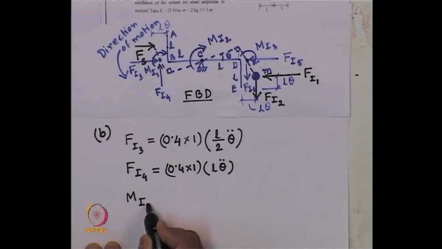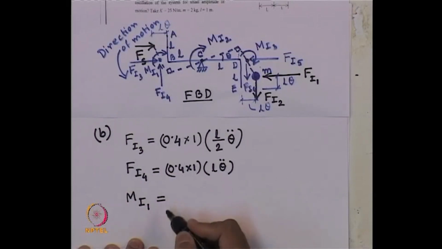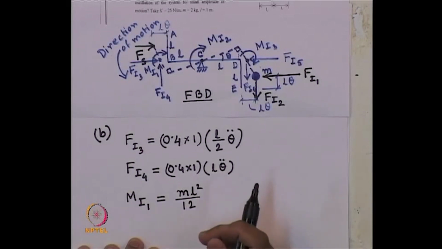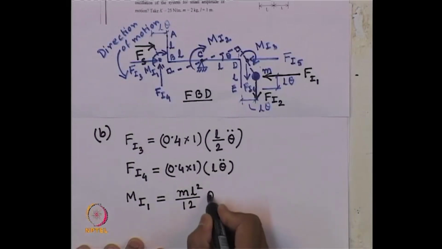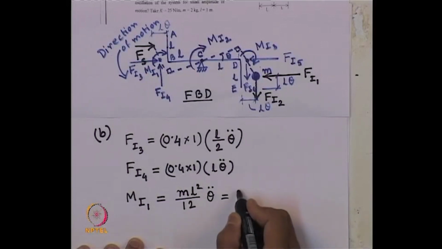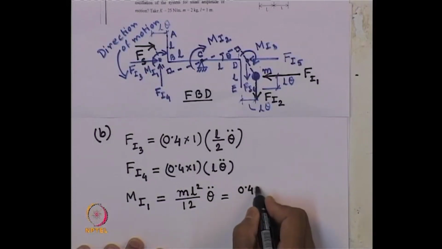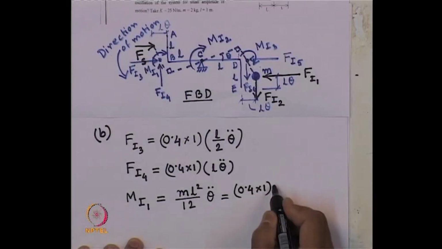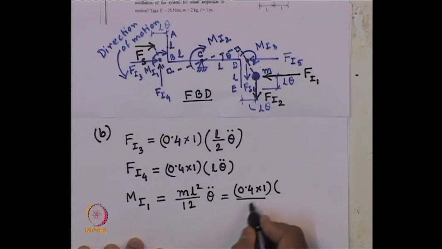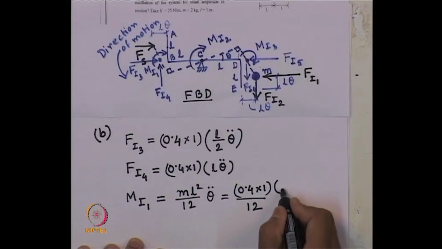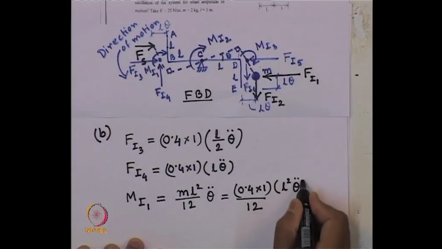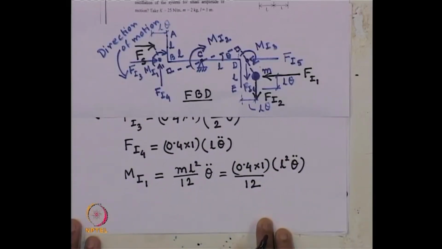And how much is m I 1? We have learnt earlier that torsional moment of inertia, mass moment of inertia, that will be m L square by 12 about the center for any rigid bar times theta double dot, which means 0.4 times 1 is the mass, L we will keep here, L square theta double dot. So, that is our m I 1.